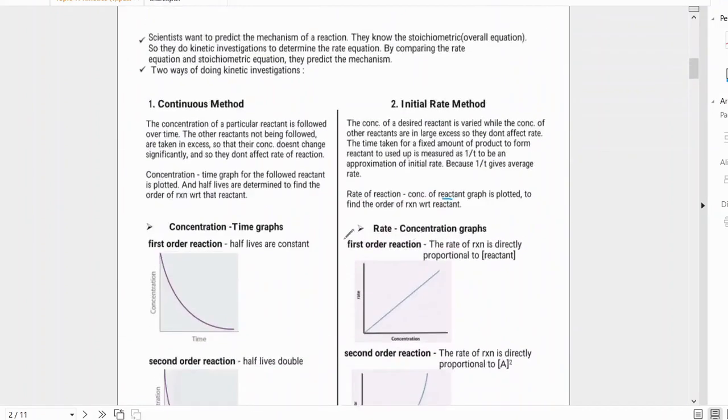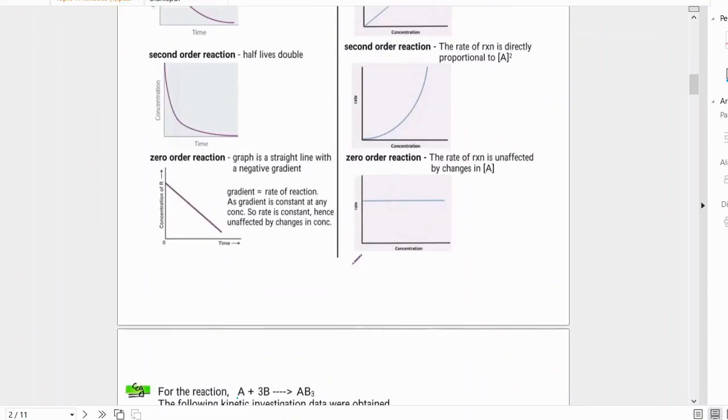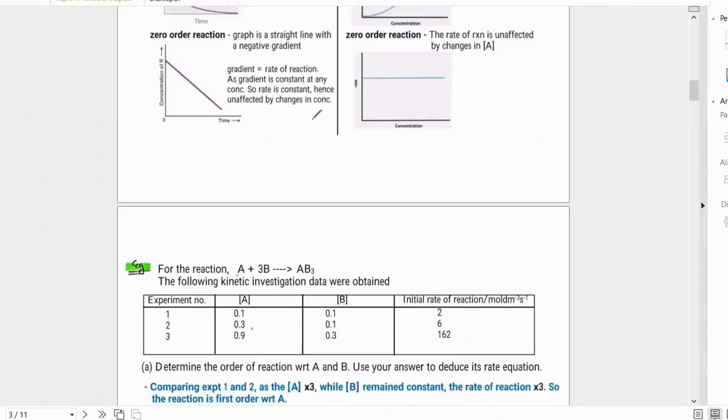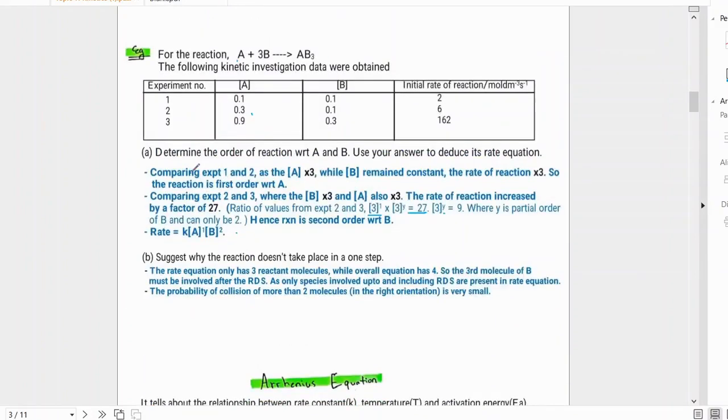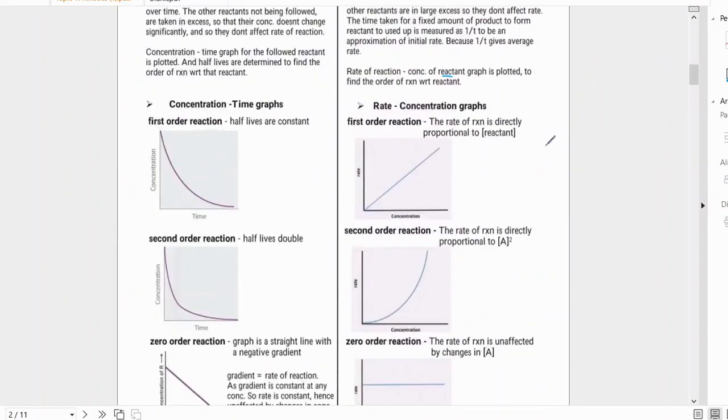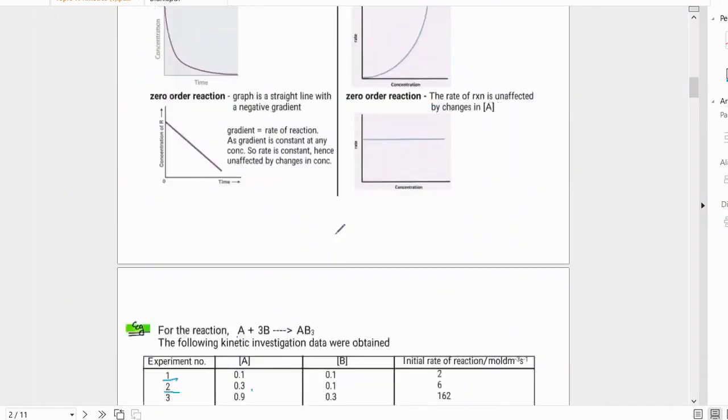Look how nice it is. You just read all this stuff, and now using all this knowledge you obtained, you're going to answer this. Comparing experiment 1 and 2, the concentration of reactant A increased by a factor of 3, while the concentration of reactant B remained constant. The rate of reaction increased by a factor of 3. So the reaction is first order with respect to reactant A.